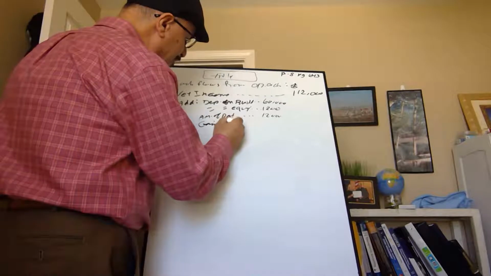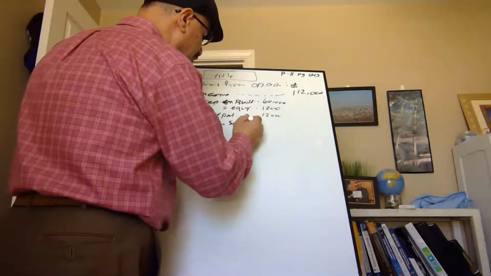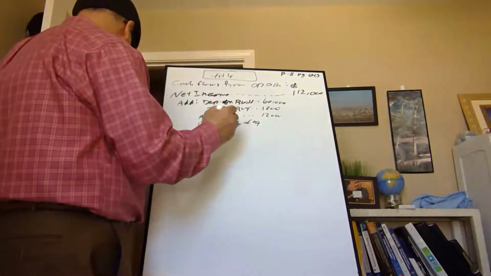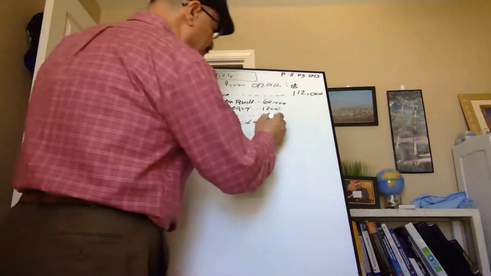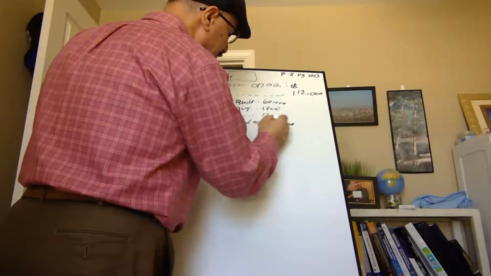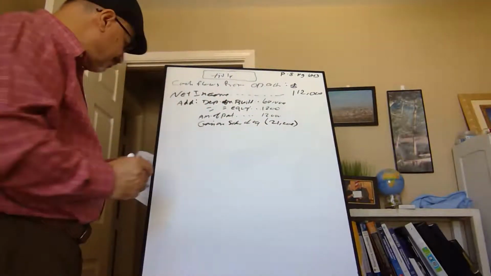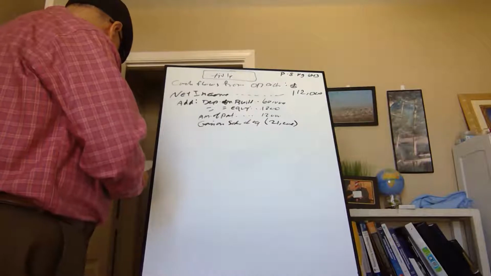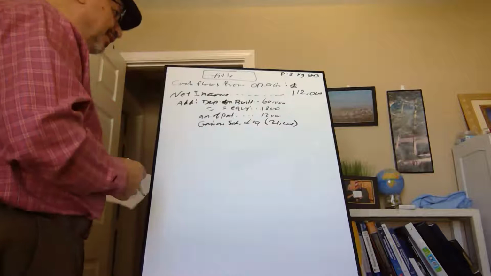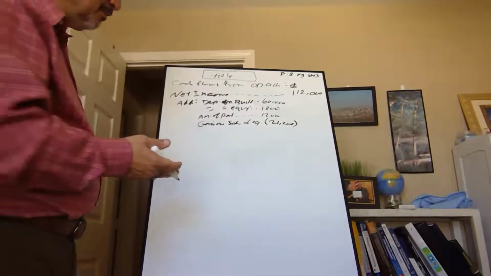Gain on sale is stated in the problem. Sale of equipment, and the amount was $21,200. Notice I'm putting it between two brackets because we are subtracting that. I think that's it. That's all what we have, what the problem is telling.